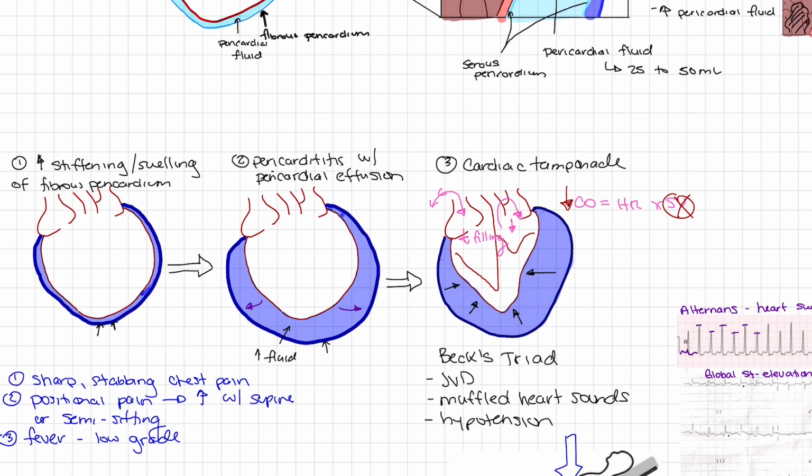And finally, we see muffled heart sounds because as we put our stethoscope on the patient's chest, we're hearing the heart beating within a fluid-filled sac, which is going to make it much, much harder to hear.